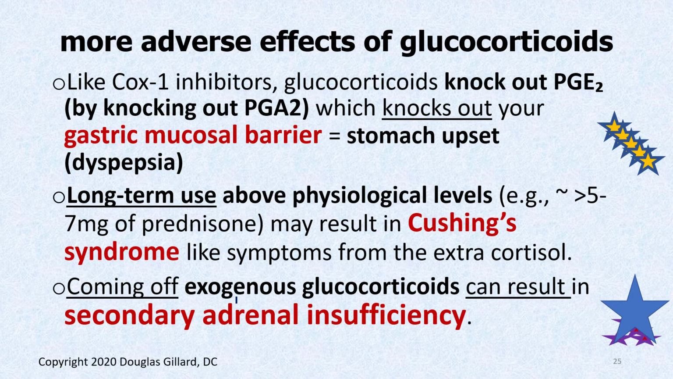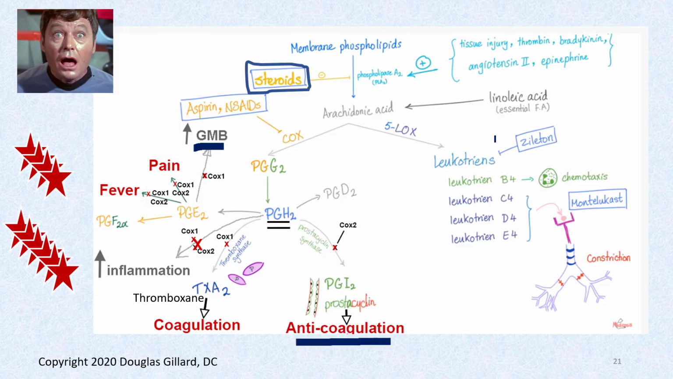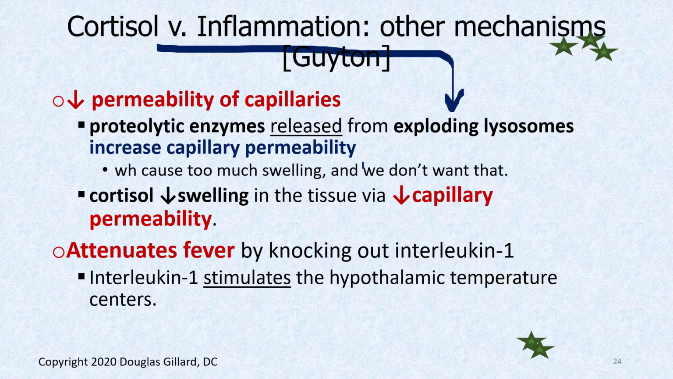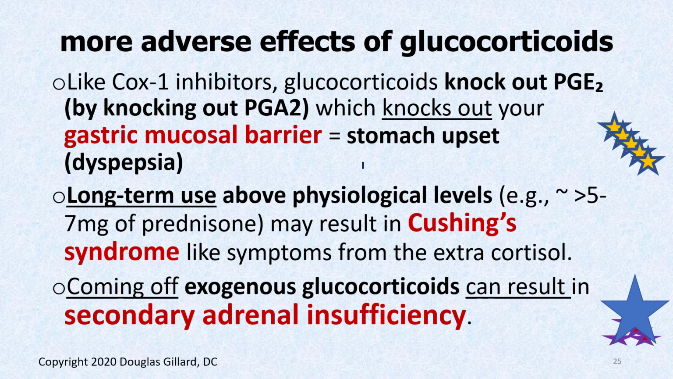More adverse effects with glucocorticoids. Like COX-1 inhibitors, as we just kind of said already, they will knock out PGE2. So if we snuff this out here, this whole pathway is gone. So there goes your gastric mucosal barrier. PGE2 won't be created. It'll be interfered with. And we need PGE2 to make the components for the gastric mucosal barrier. I won't go through that lecture again, but that's important.